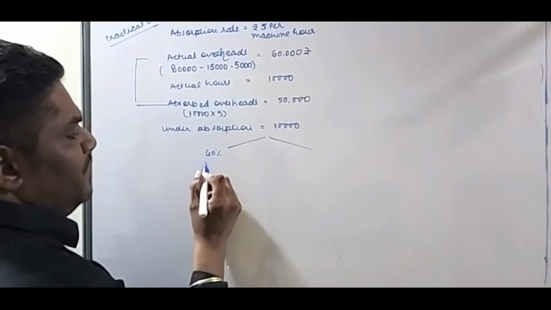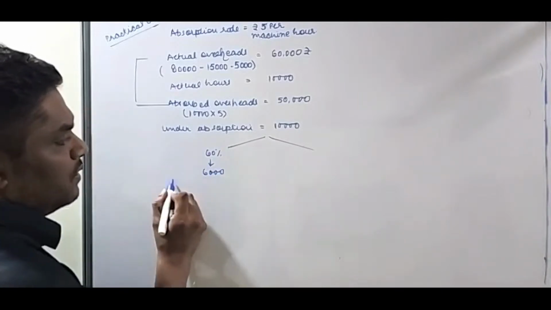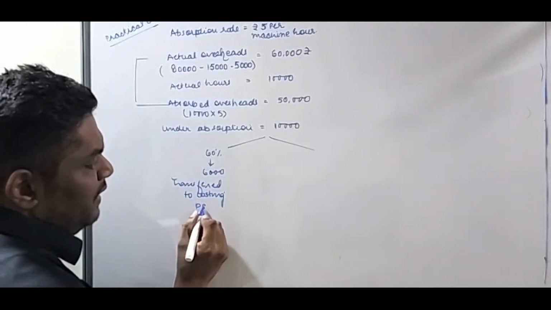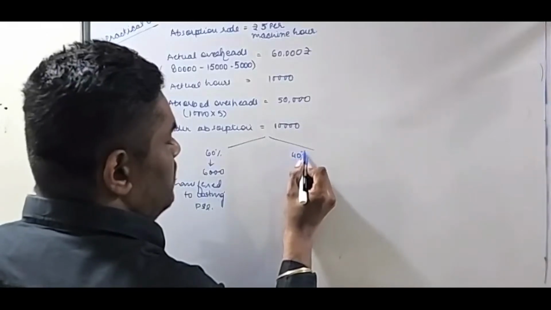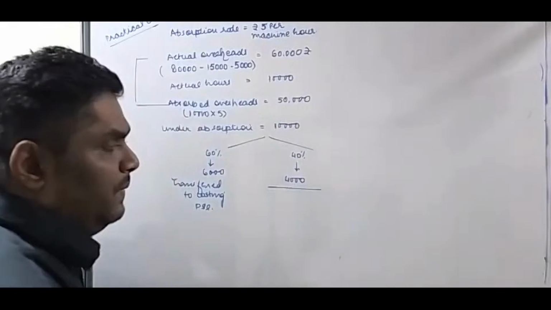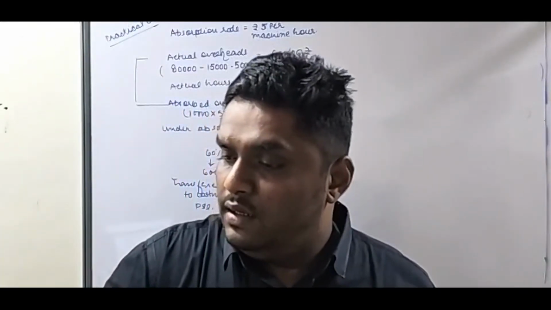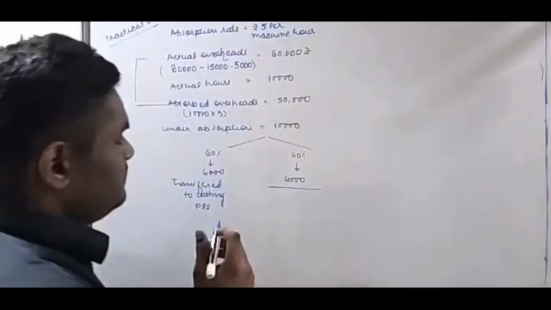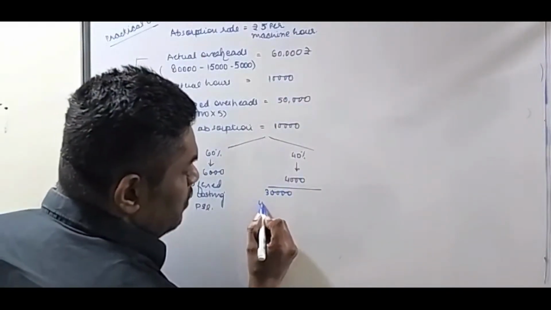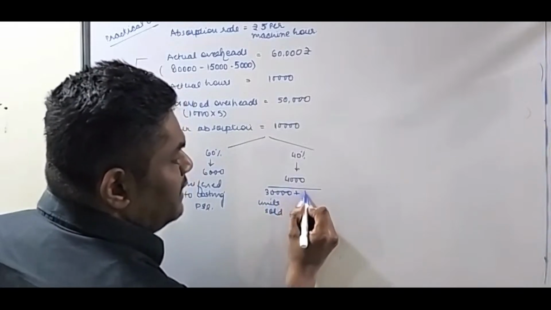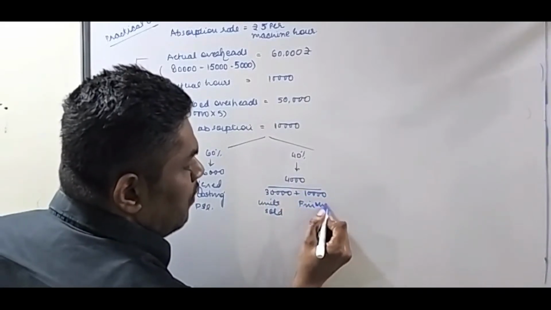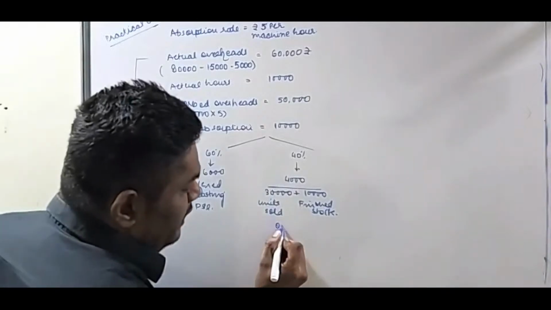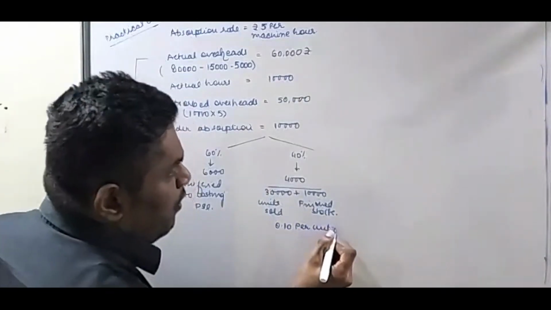Of this, 60% due to defective planning will be transferred. That is 6,000 to be transferred to costing P&L. And for the remaining 40%, that is 4,000, we will calculate the supplementary rate. Here it is given that the actual production is 40,000 units, of which 30,000 units were sold. So 30,000 are the units sold and 10,000 units are still in stock. So 4,000 divided by 40,000, it will be 0.10 per unit.